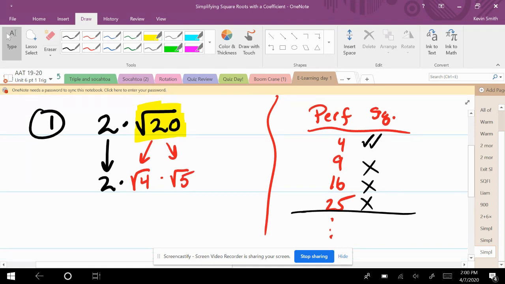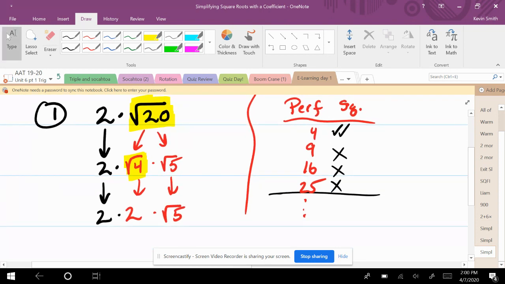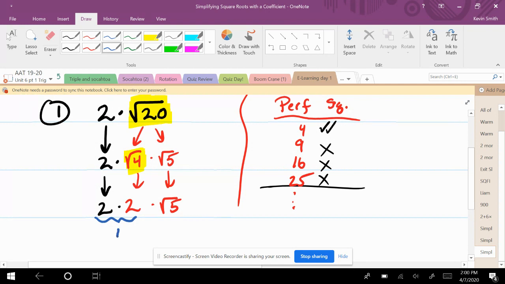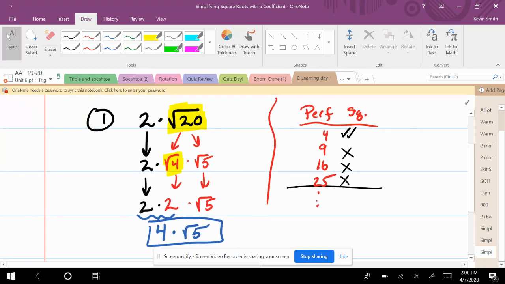And you know what's beautiful about the square root of 4? You can take the square root of it. So we'll leave our 2 here. What's the square root of 4? 2. And then we leave our square root of 5. And so we are basically done, except we can simplify this a little bit more. Because what's 2 times 2? It's 4. So our final answer will be 4 times the square root of 5. So that's it. They're not too bad.